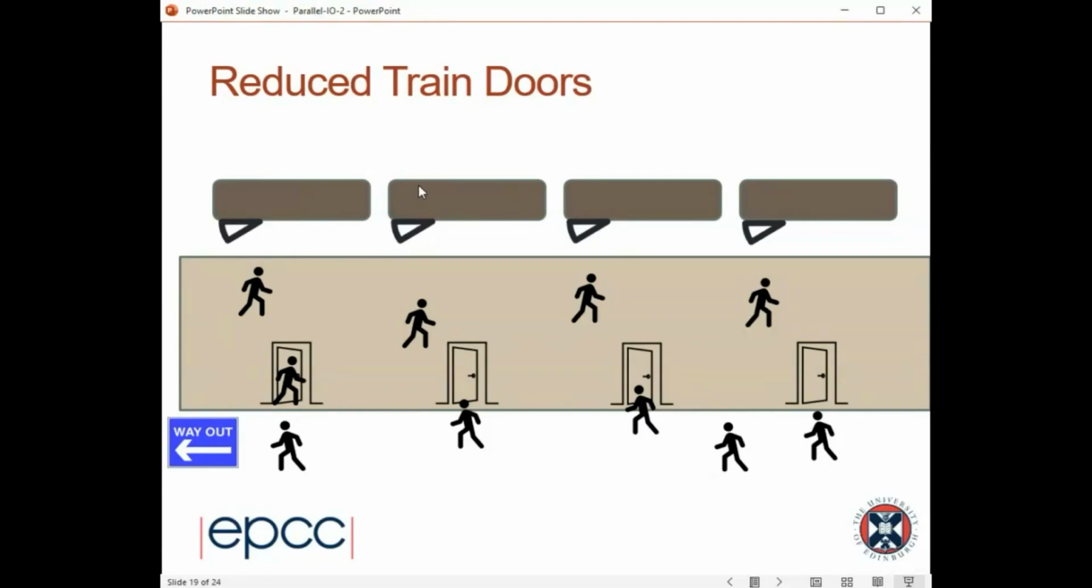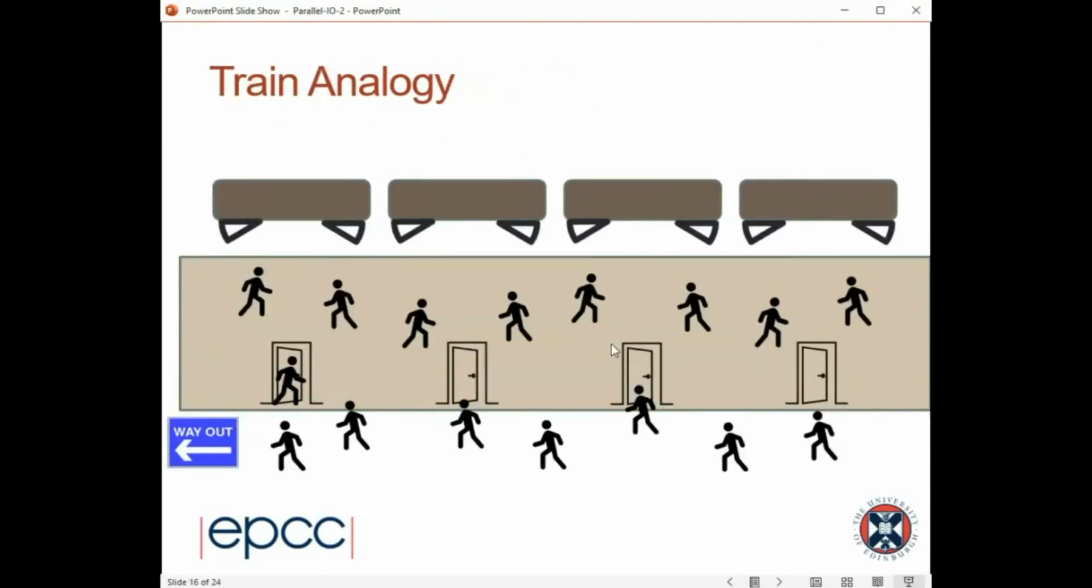You might say, well, let's open more doors on the carriage. If the bottleneck is this door here, we're not actually getting enough people on the platform to saturate the exit doors. You might open multiple doors on each train, which is the original diagram.